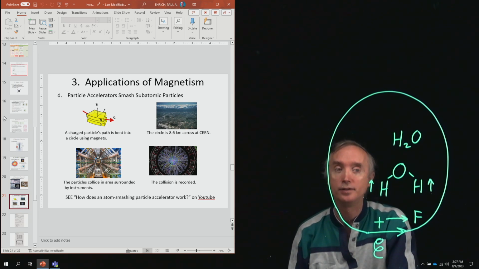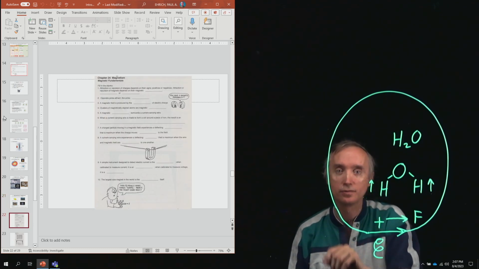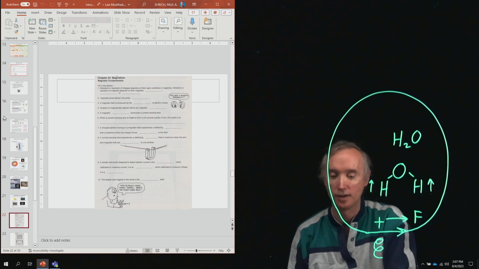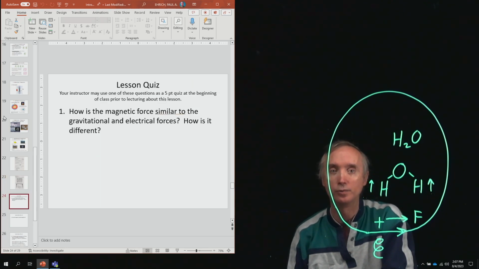Okay, if you want some more practice with magnetism, you can use this review sheet here, and then I have another review sheet on magnetism if you want to look at it. Otherwise, let's take a break, and when we come back, we will do the lesson quiz over this material.